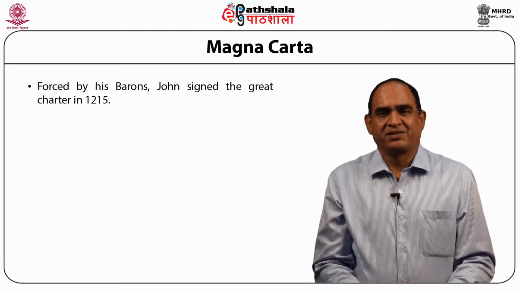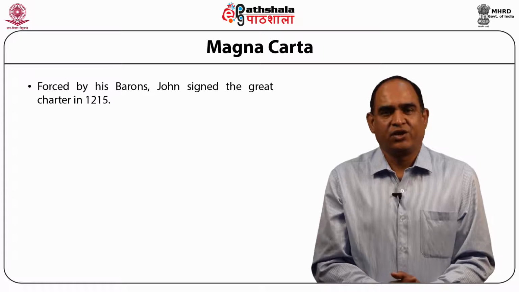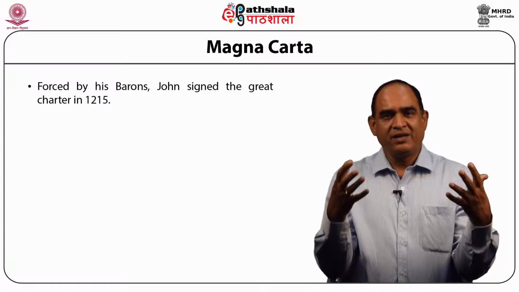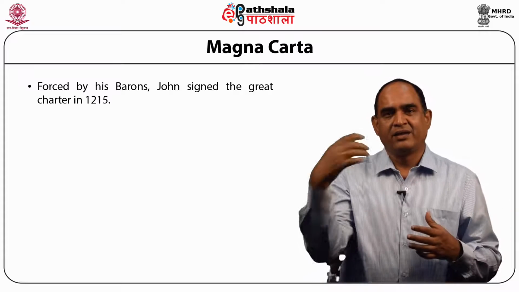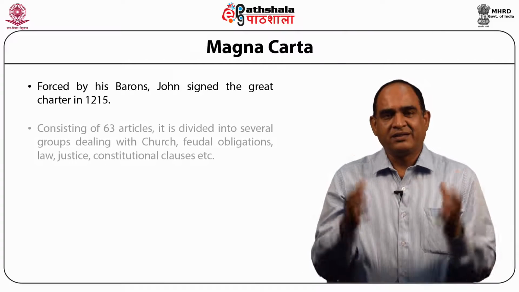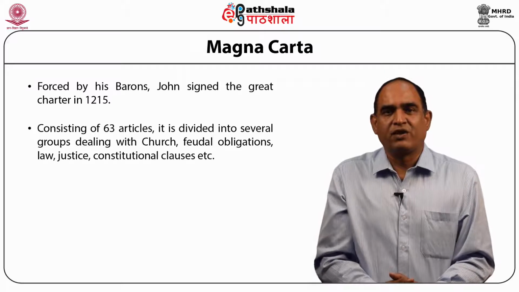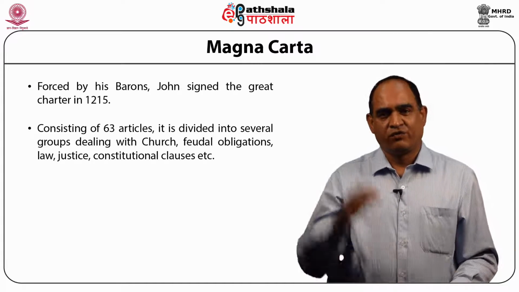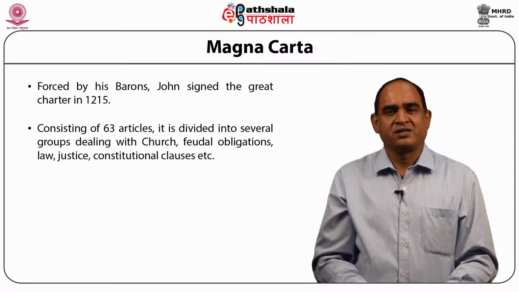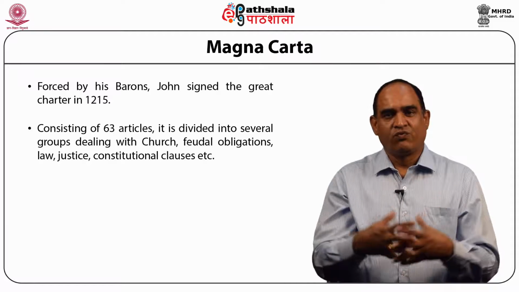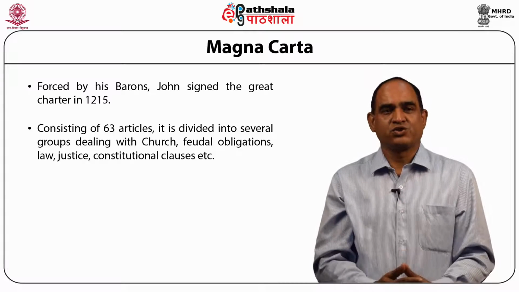Forced by his barons, John signed the Magna Carta, or the Great Charter, in 1215. Basically, it was a peace agreement with the barons on the one hand and King John on the other. Consisting of 63 articles, Magna Carta is divided into several groups dealing with church, feudal obligations, law, justice, constitutional clauses, etc. In fact, if one looks at the articles of Magna Carta, there are references to human rights at several places.